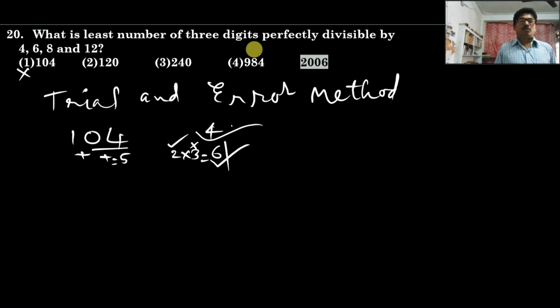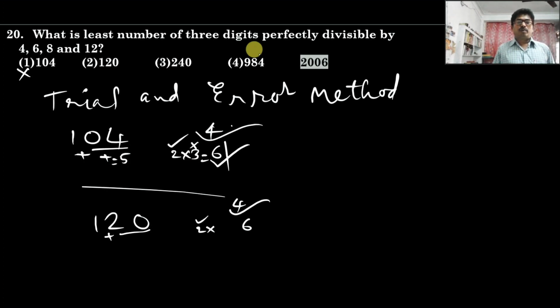Second smallest, 120. Is this divisible by 4? Last digits 20, yes. Is this divisible by 6? It is an even number, and all even numbers are exactly divisible by 2. And the sum of the digits, the digital root, is 3, so it is divisible by 3. That's why it is divisible by 6.